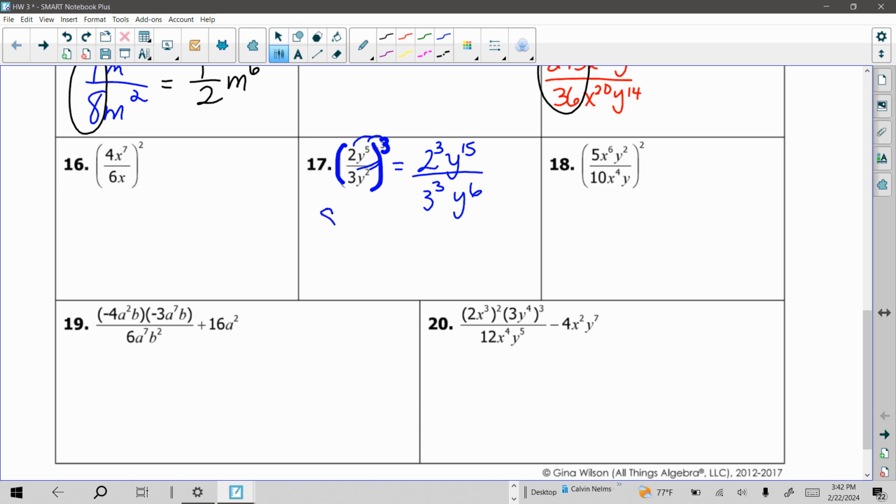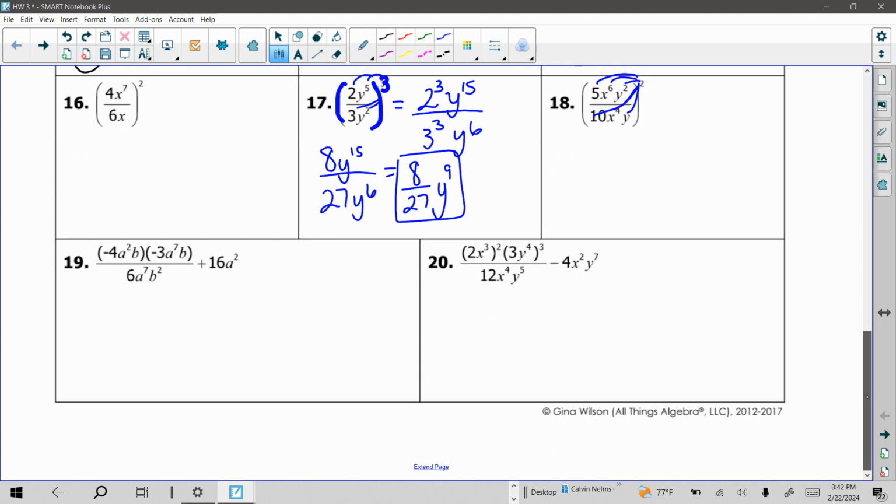So 2 to the 3rd is just 8, and 3 to the 3rd is 27. Now I'm just simplifying the fraction, which I can't reduce anymore, but I can subtract like bases here. So we just keep the 8 over 27, and then we have y to the 9th power, because 15 minus 6 is 9. And then that's our answer. So you need to distribute to each term to the top and bottom. I'm kind of trying to draw an arrow to the top and bottom.